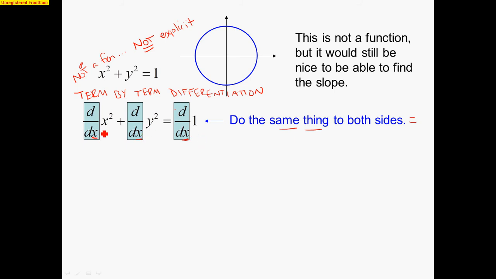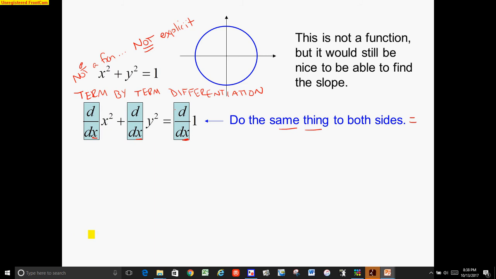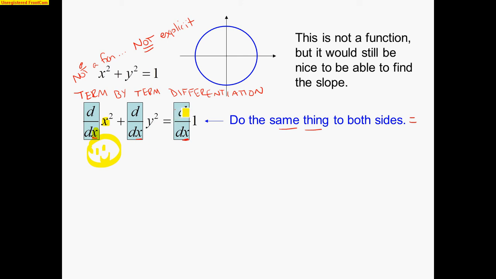Now notice that here, the derivative with respect to x of x squared, everything is good. The derivative with respect to x of a constant, everything's good. But the derivative of y with respect to a variable that doesn't match, oh no, I don't know what to do.